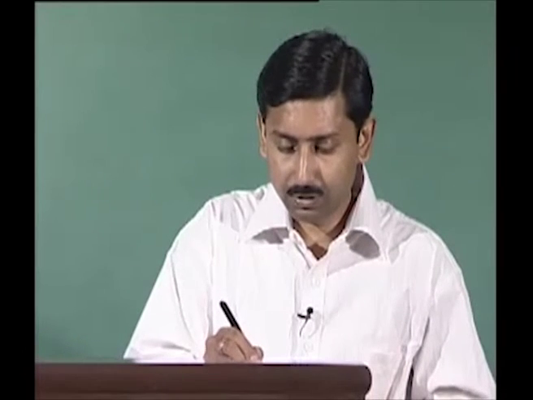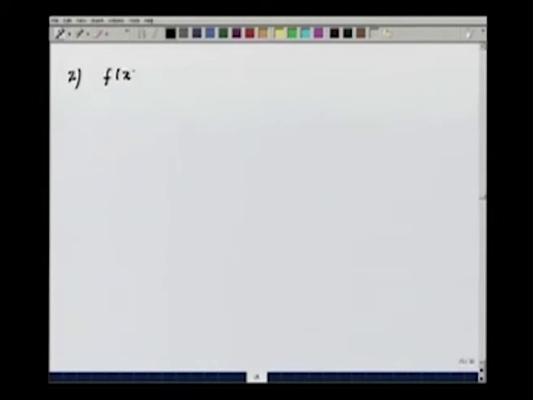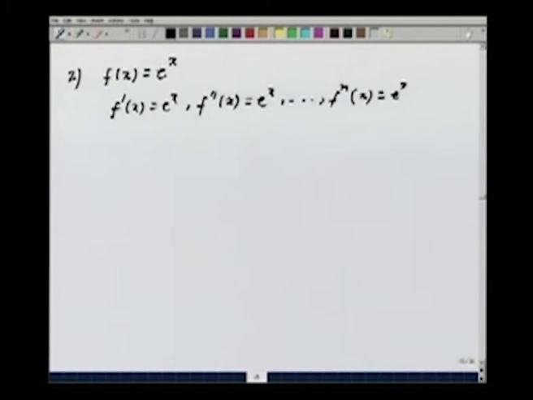Look at the function, the most famous one, f(x) equals e to the power x. It has derivatives of all order, and f prime at x is e to the power x, f double prime at x is e to the power x, it is always e to the power x for all n. So then what does the Taylor series look like?